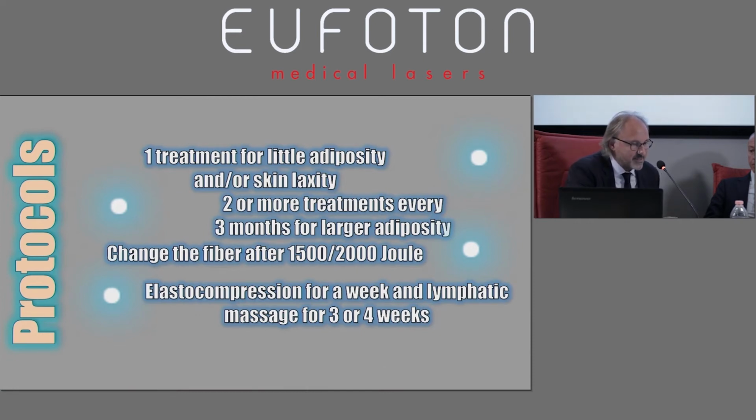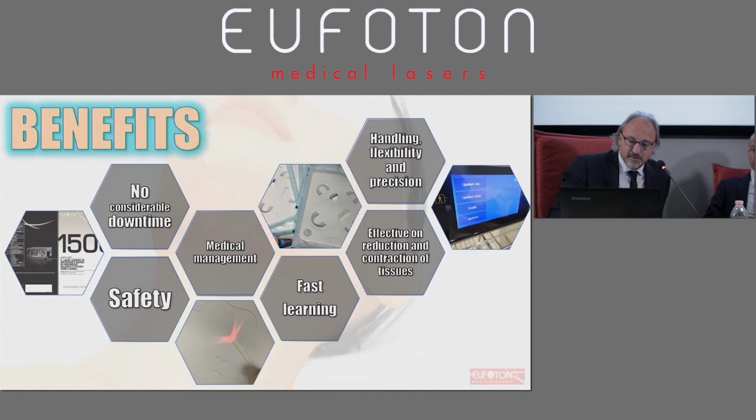Elastic compression for the body for a week, also less, depends on the treatment itself, and also the change of the fiber. If I have to give you some average values, we change the fiber every 1,500 to 1,000 joules, but this varies. When we have some early wear and tear at 1,000 joules, we change it, and if we treat some adipose compartments, not so fibrotic, with the same fiber, we go up to 4,000, 5,000 joules, no problems.